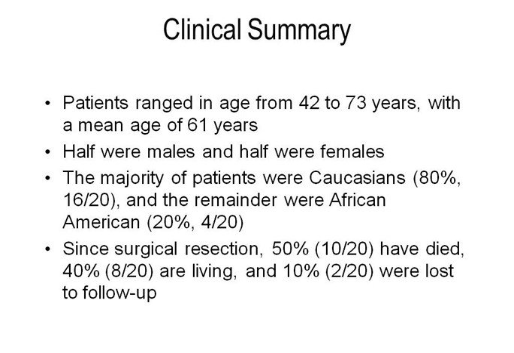So this is just a clinical summary. The patients were from 42 to 73 years old. We made sure that the genders are equally represented. The majority of the patients were Caucasians, and this last bullet point shows what the clinical outcome was. We were able to get clinical outcomes based on our consent, that about 50% of them had died, 40% of them are living, and 10% were lost. Two patients were lost to follow up.